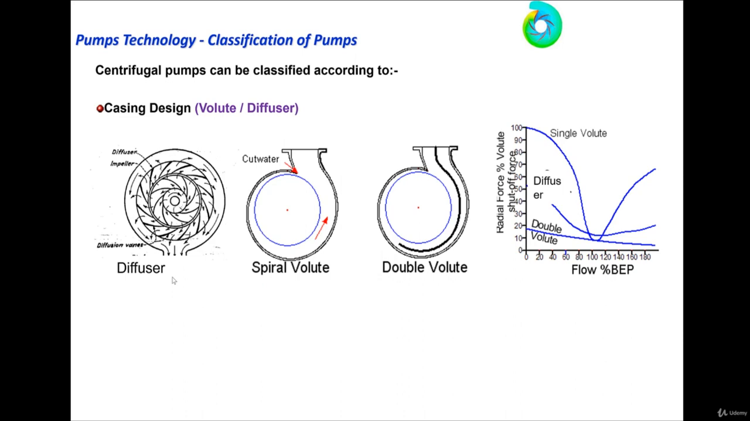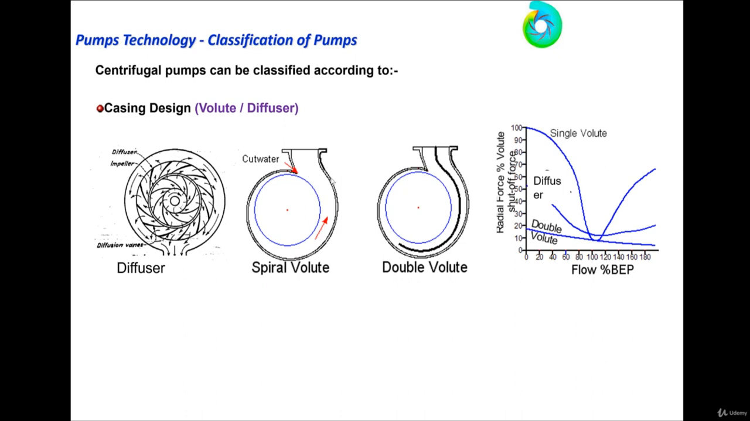Another design is the volute. Volute means there is no diffuser, just the rotating impeller, and the fluid comes out at a high velocity. You see the impeller center line is shifted a little bit from the casing center line, so the fluid comes out through a larger area. It's the same concept. This is a volute.